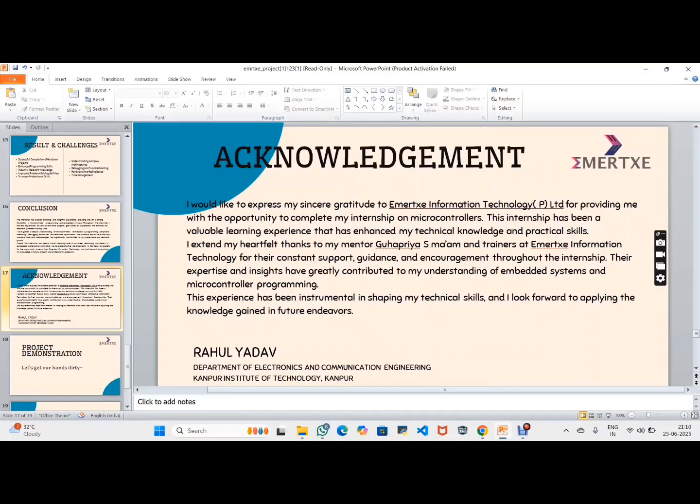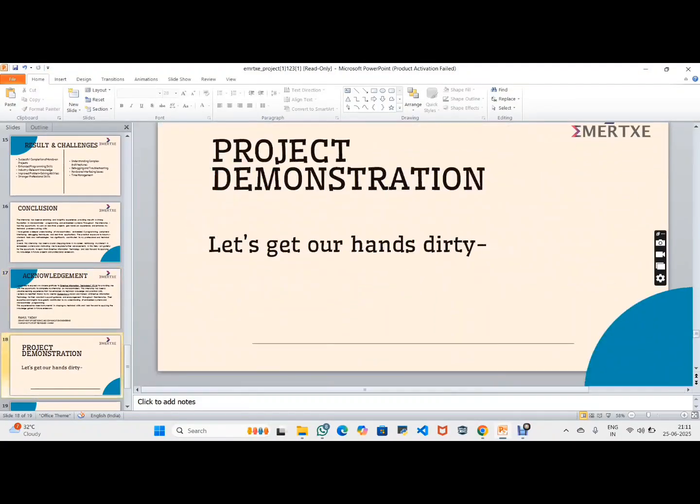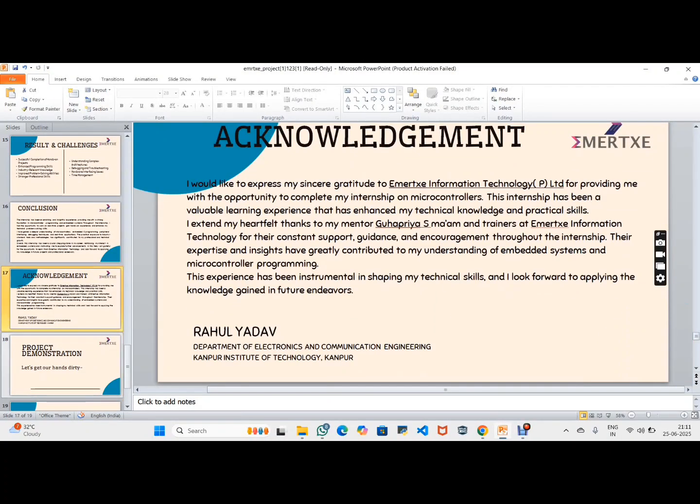I extend my heartfelt thanks to my mentor Gaupriya S. Ma'am, trainer at Emertxe Information Technology, for their constant support, guidance and encouragement throughout the internship. Their expertise and insight have greatly contributed to my interest and understanding of embedded systems and microcontroller programming. This experience has been instrumental in shaping my technical skills, and I look forward to applying the knowledge gained in future endeavors. Rahul Yadav, Department of Electronics and Communication Engineering, Kanpur Institute of Technology.